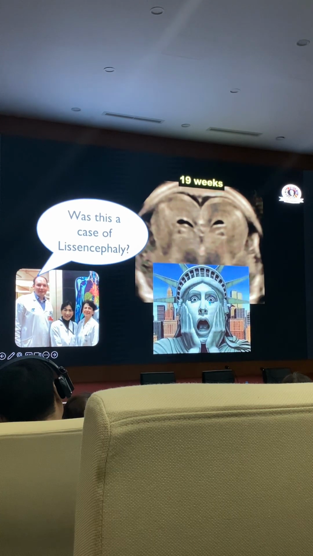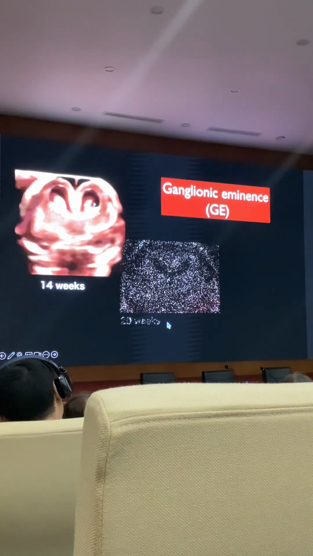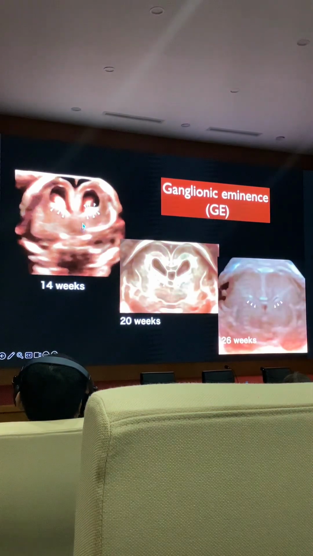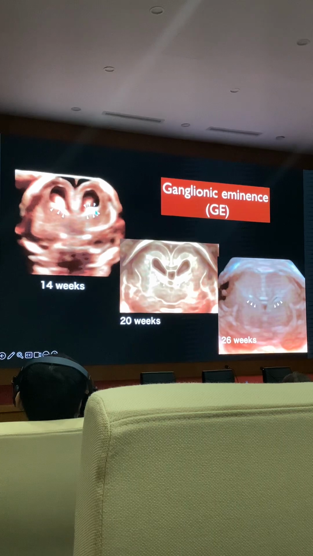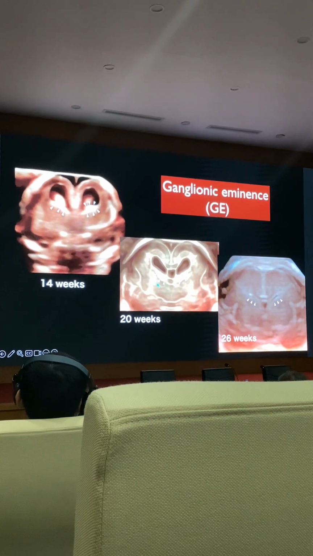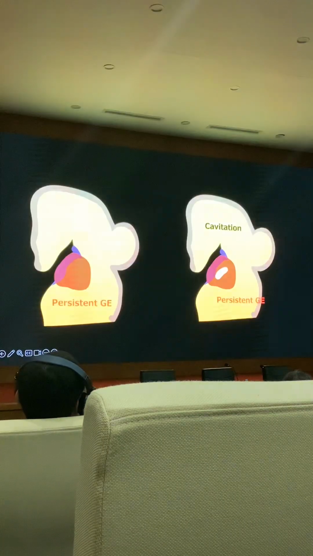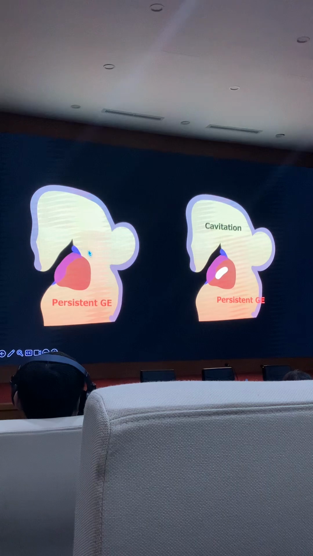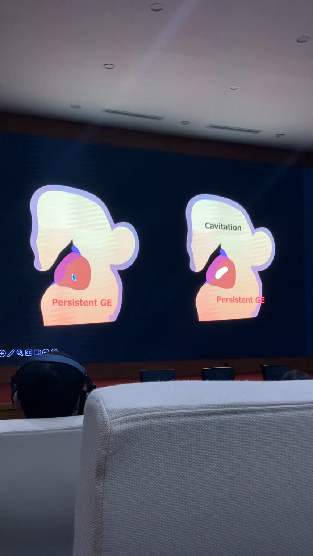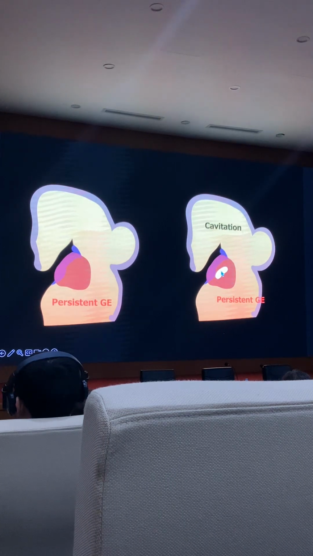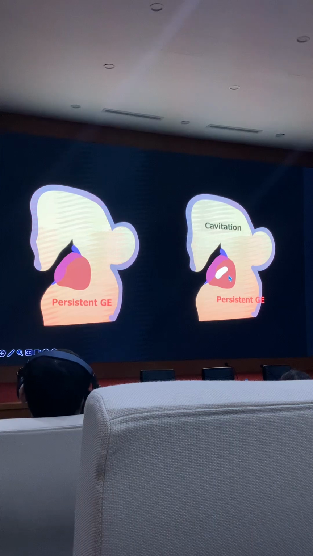Therefore, after this, I studied the ganglionic eminence. And the ganglionic eminence in the normal case, at 14 weeks of gestation, 20 and 26 weeks of gestation, like that article, is thinner and thinner. And sometimes we have a case with a persistent ganglionic eminence, and also in the persistent ganglionic eminence, there is a cystic area that might be cavitation or something.